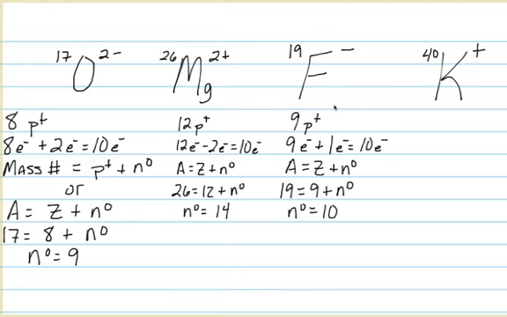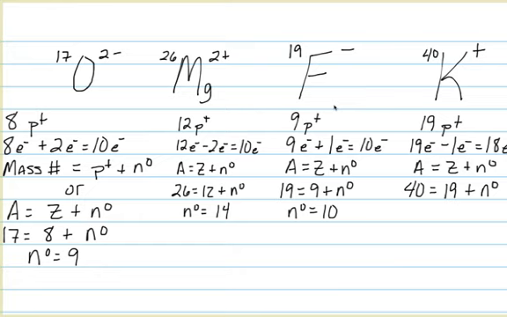Our last example is going to be potassium-40. We know that potassium is number 19 on the periodic table, so it's going to have 19 protons. We have 19 electrons then. Since it is a 1+ charge, we are going to be subtracting 1 electron. So that's going to give us 18 electrons total. Our mass number is 40. That's going to equal the atomic number plus the number of neutrons, the atomic number being 19. And that gives us 21 neutrons. So our potassium-40 ion is going to have 19 protons, 18 electrons, and 21 neutrons.